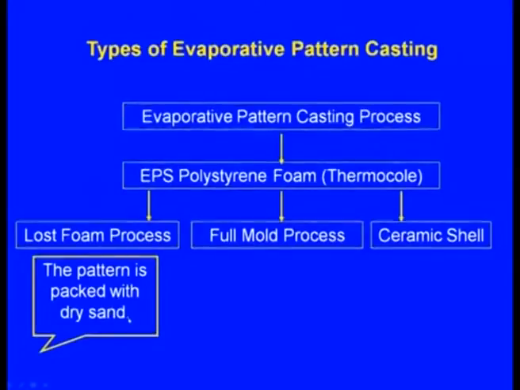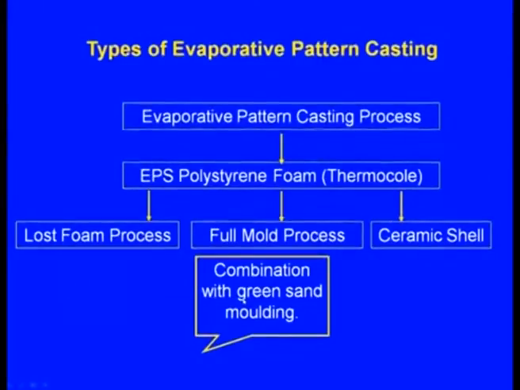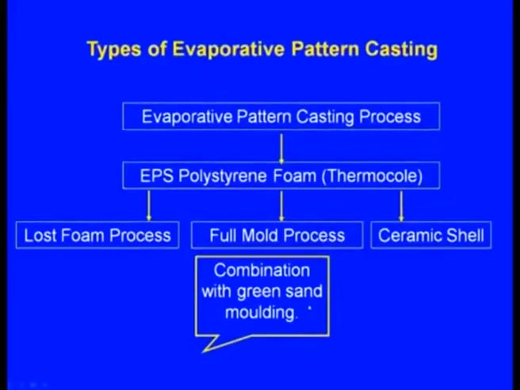Now, what is this lost foam process? The pattern is packed with dry sand. I just told you this process is widely used nowadays. In this process, no doubt the pattern is made of the evaporative pattern material, but after making the ceramic shell around the pattern, it is packed with dry sand. In the case of the full mold process, the pattern is packed with the green sand molding process. So, that way this is a combination with green sand molding.